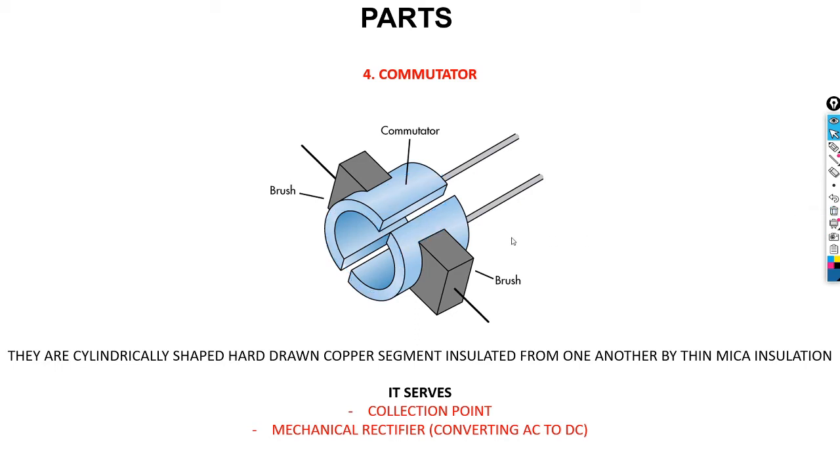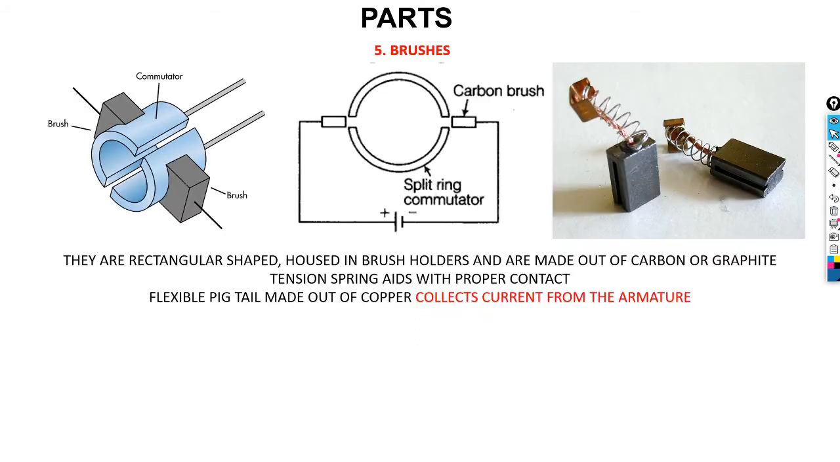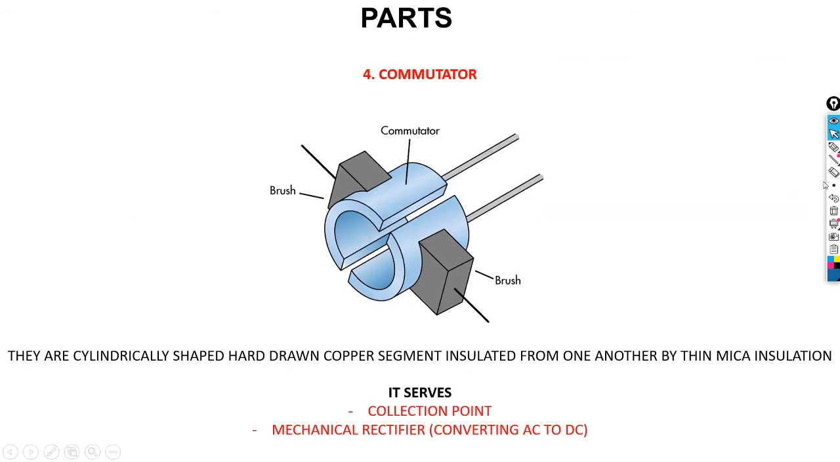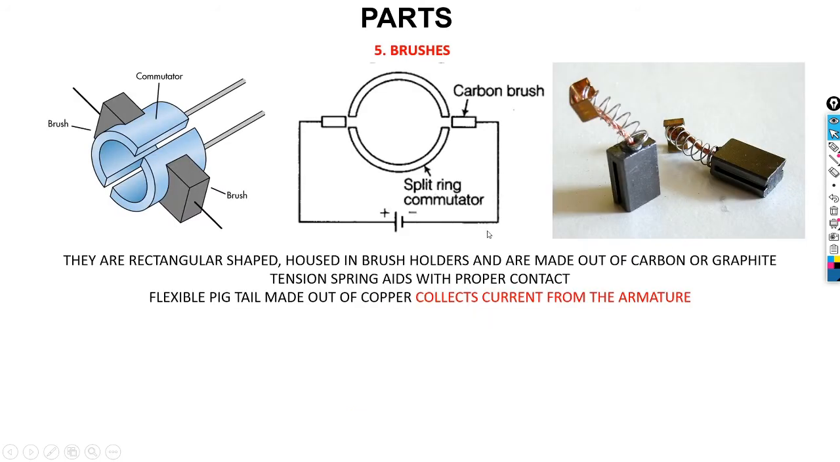The fifth part that we are going to look at is our brushes. As you can see from this commutator, our brushes are here. What is the purpose of those brushes around our commutator? Let's have a look at them. Their purpose is basically to collect the current from the commutator. This is our commutator, and our brushes collect the current from it.